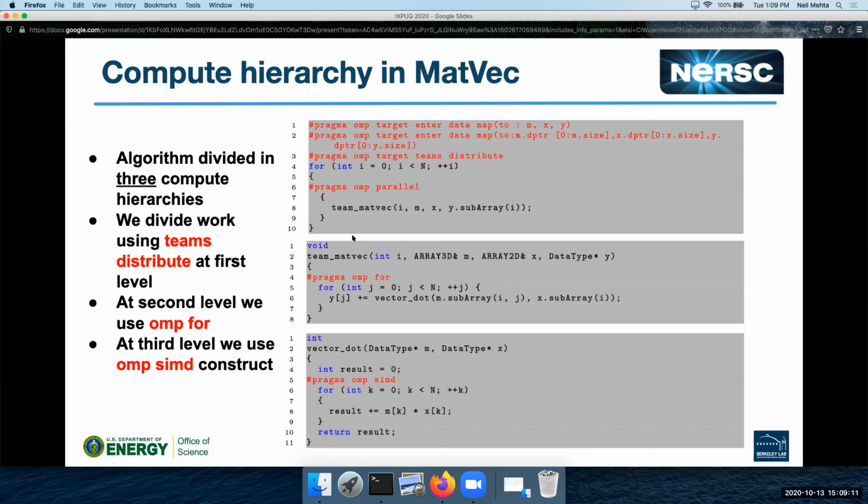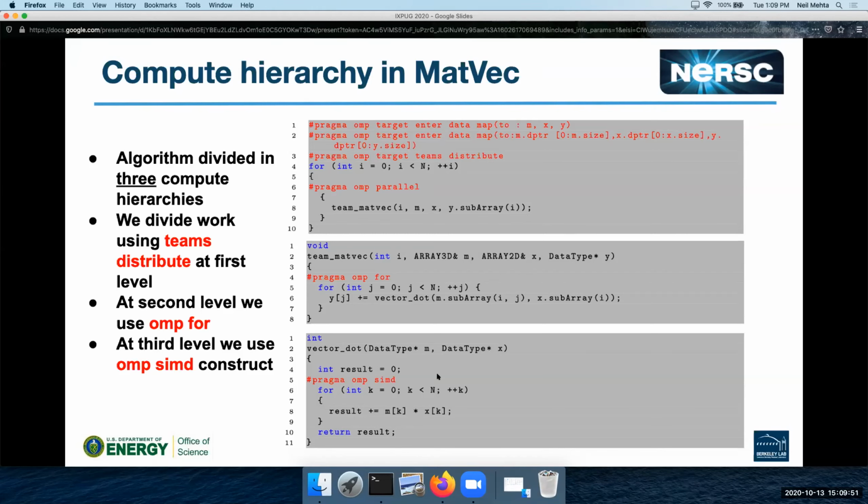In the second level, the team MatVec is called from the first compute hierarchy and has a second compute hierarchy of pragma OMP 4. Similarly, a vector dot function is called from inside the team MatVec function, and this is the third compute hierarchy, which has pragma OMP SIMD. Now, as our keynote speaker mentioned in the morning, OMP SIMD is not yet supported and will be supported from C++ standard 23. And so we created this with a view to benchmarking in future as well. And this is the general idea of the code.